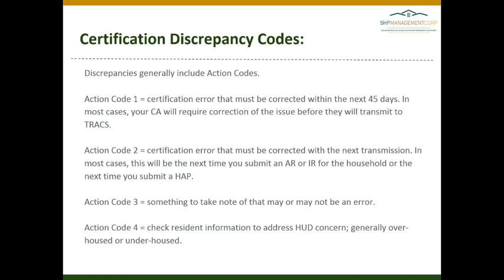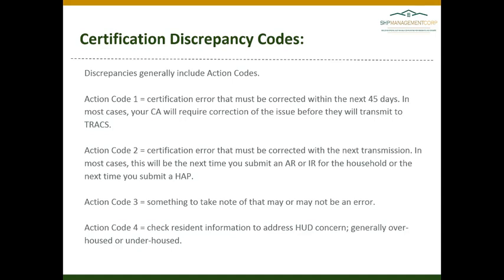Now action codes. So action code 1 is an error that must be corrected within the next 45 days. In most cases, your CA is going to contact you and require correction before they will finish approving your HAB.